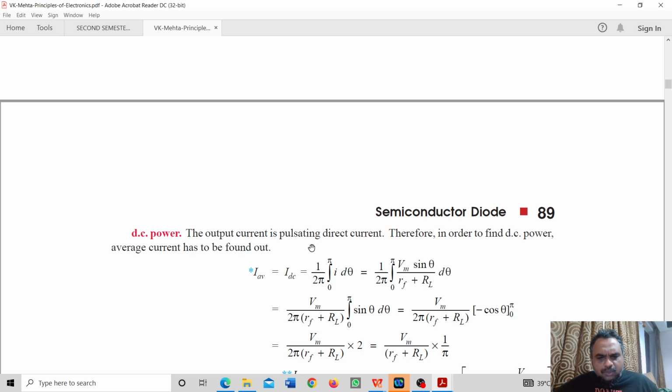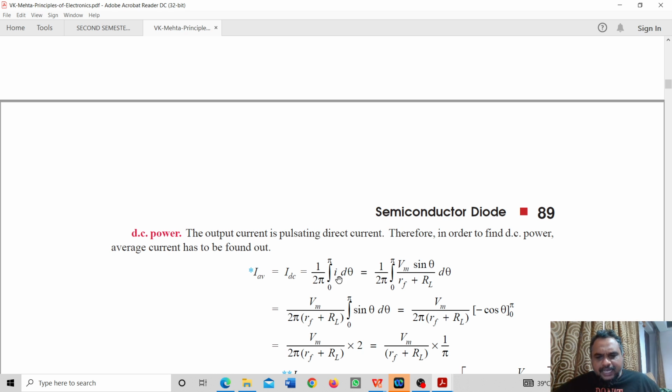Then I want to find the total current, that is 0 to pi, that means the integral of I d theta. I want to take the average over one cycle. In one cycle the angle is 2 pi, so I divide by the total angle, which is 2 pi. So what is the average current? The average current is the integral from 0 to pi of I d theta by 2 pi.